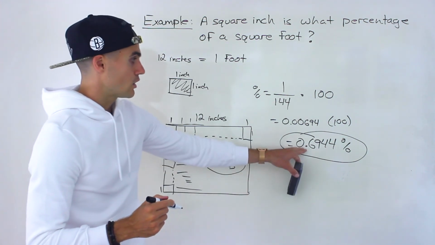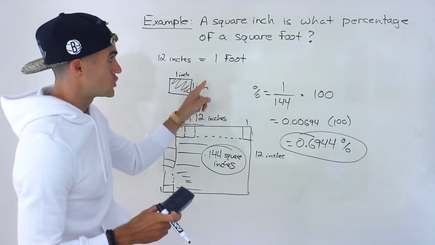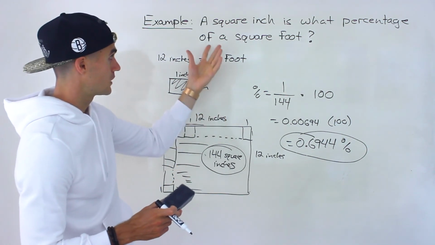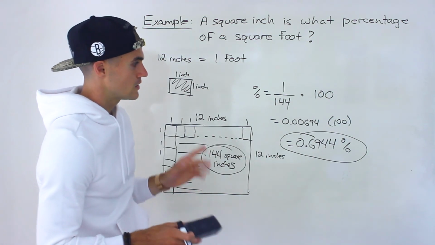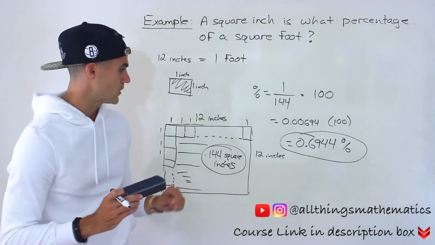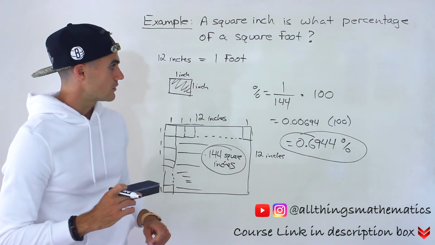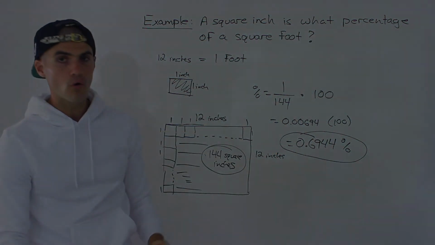Right? And notice that's a lot less than that 8.33%, where an inch is 8.33% of a foot. When you're dealing with square inches and square feet, it's a different value, right? So just be careful with these kinds of questions, even if you have to draw it out just to understand it in your head a little bit better. Feel free to do so, but the answer is 0.6944%.